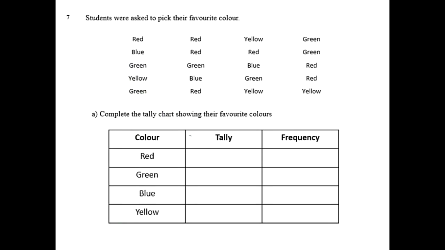For question 7, we need to complete this tally table. The thing to remember with this is every time you mark down a colour, you cross it off. So let's do red first. 1, 2, 3, 4, 5, 6, 7 reds. So I'm going to write a tally for that. 1, 2, 3, 4, and then 5, 6, 7, and then the frequency 7.